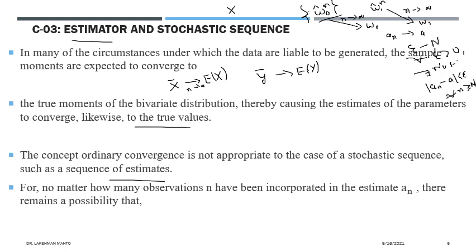No matter how many observations have been incorporated in the estimate, suppose a_n is the estimate of some parameter a. I just remove that cap, so it is an estimate. We have a parameter a, and for various observation sizes n, we come up with a sequence of estimators a_n.